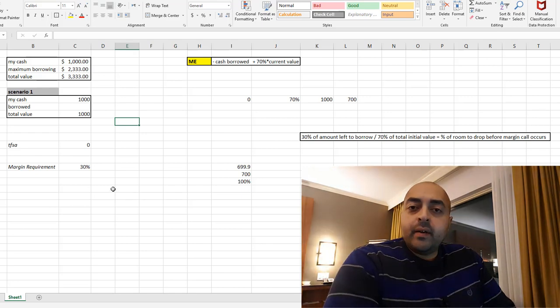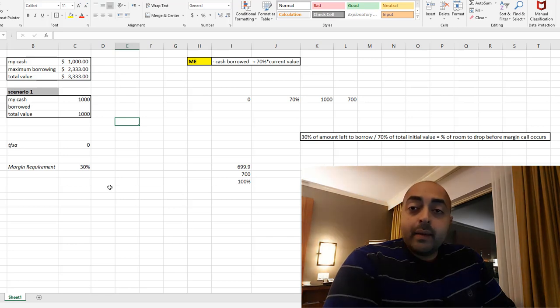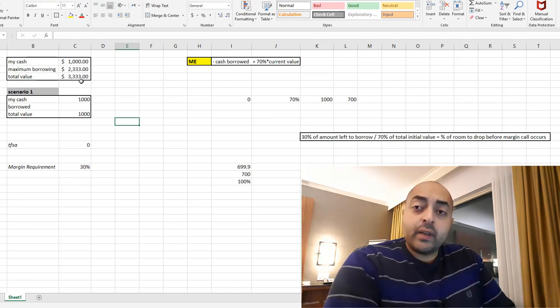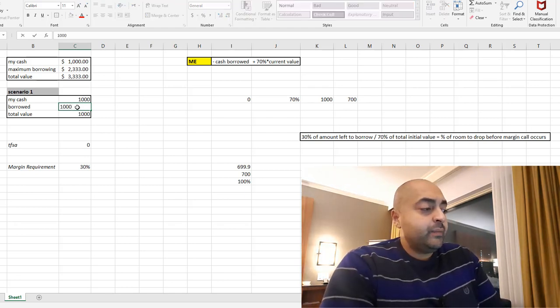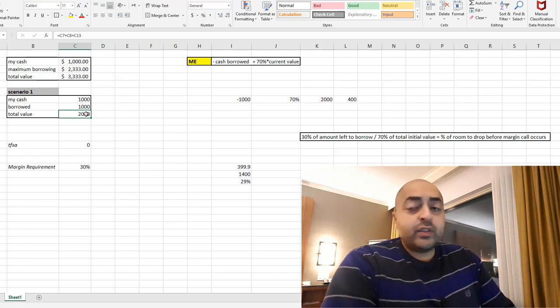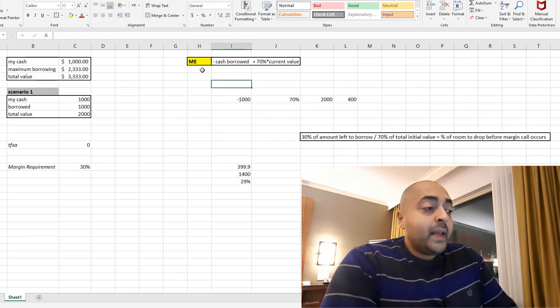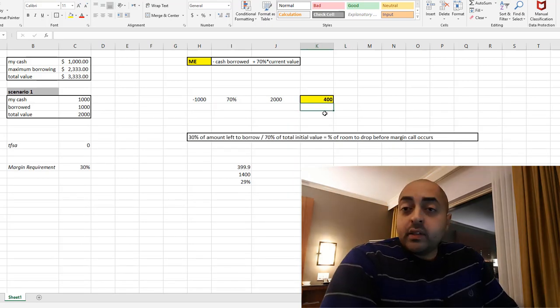So I fund my margin account with $1,000, and I want to buy a 30% margin required stock. Immediately, my total buying power will be $3,333 if I buy a 30% margin required stock. So the amount that I can borrow is $2,333. Let's say I only borrow $1,000 to buy a stock. So I'm only going to spend $2,000. $1,000 is mine. The rest is borrowed. $1,000 is borrowed. So my maintenance excess in this case will be $400. So it's a positive ME.